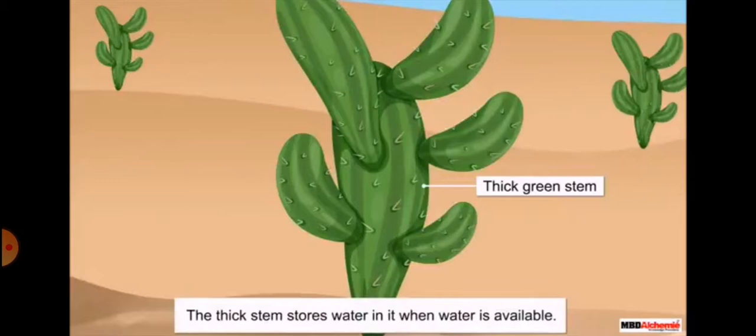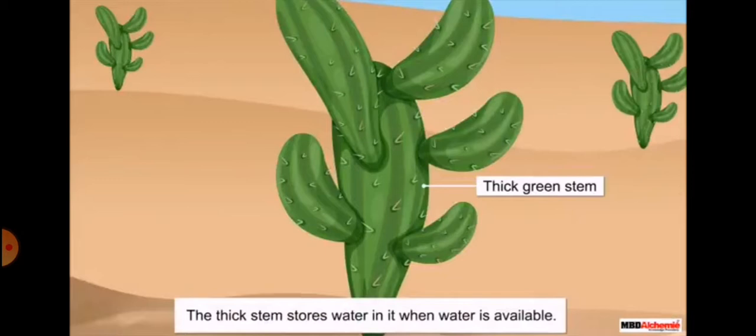So what does green mean? It means that it is green in color, so it does contain chlorophyll, and as it contains chlorophyll, it will carry out photosynthesis. So the cactus carries out photosynthesis through the stem, because the stem is greenish in color, it contains chlorophyll, so it helps in photosynthesis.